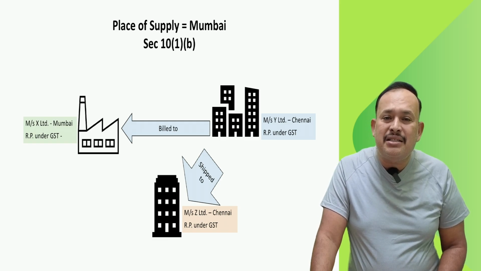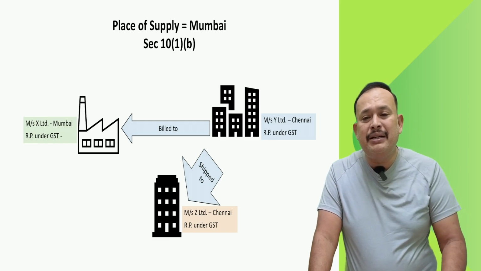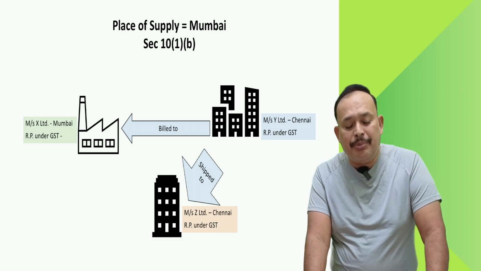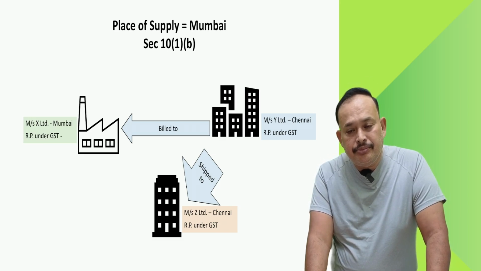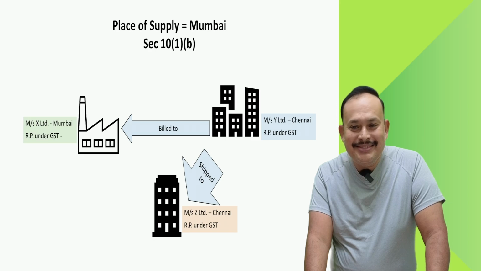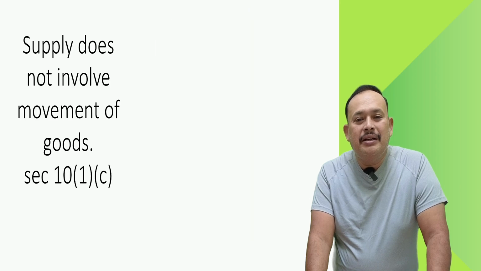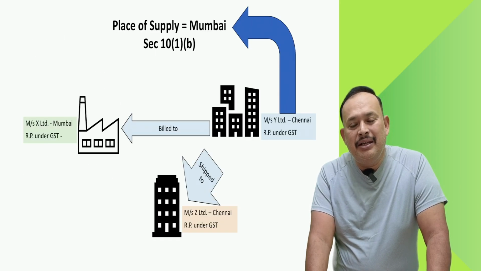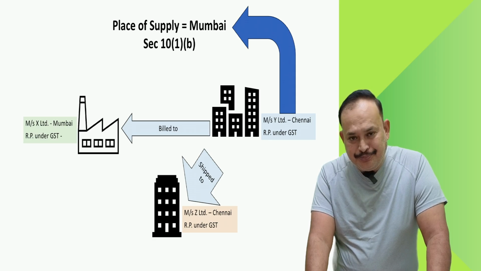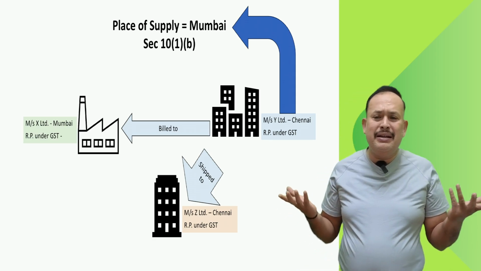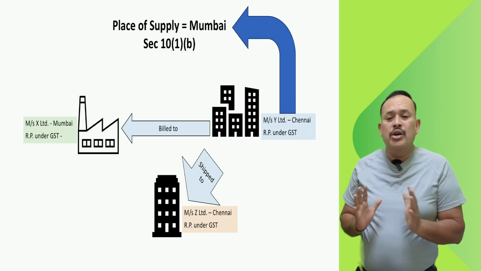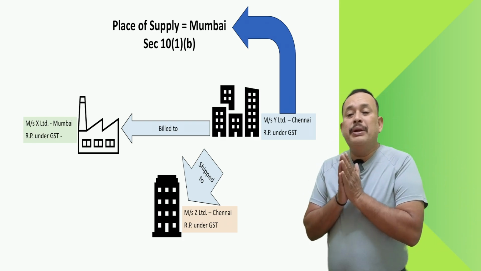Therefore, what type of supply is it for Y Limited, intrastate supply or interstate supply? Interstate supply. Is that clear? Interstate supply is liable for IGST. It may be that the supplier is liable to pay or the recipient is liable to pay. We are not bothered about that. We are referring to the place of supply.